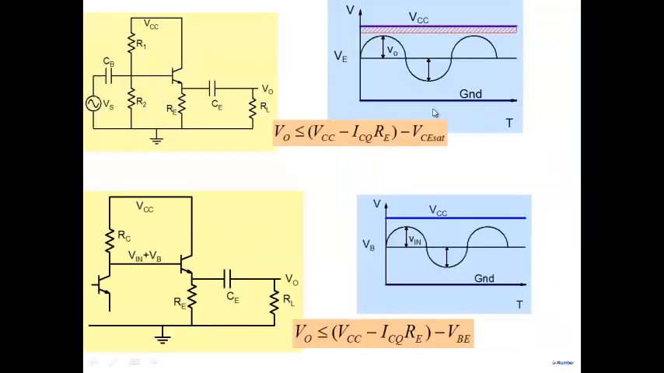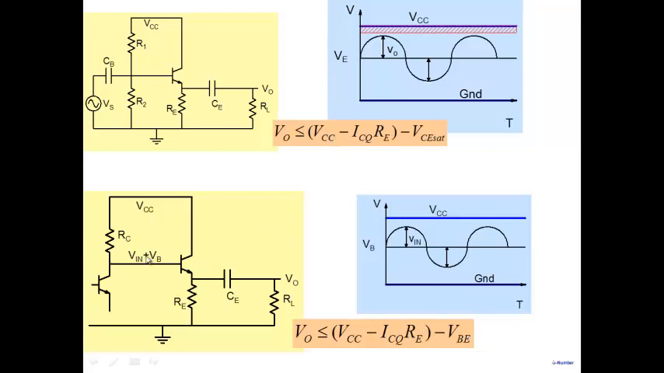So we get two constraints now. We have identified two constraints. One is coming from saturation, which says V0 must be less than or equal to VCC minus ICQ RE minus VC sat. The other one is coming from here, which says V0 is less than or equal to VCC minus ICQ RE minus VBE. Obviously, if you compare these two, what will determine my swing is the second one, because VC sat is around 0.2 or 0.3 and VBE is 0.7. So this is more important for me rather than this one.